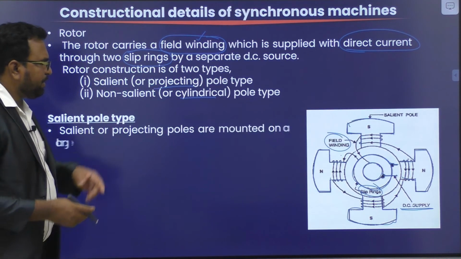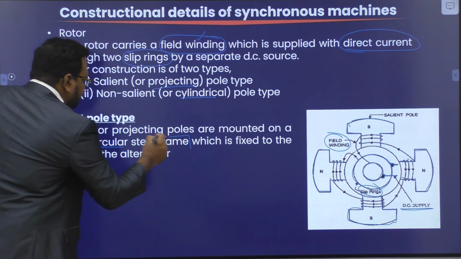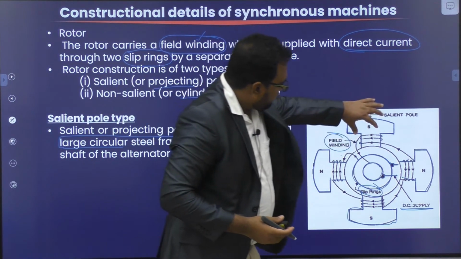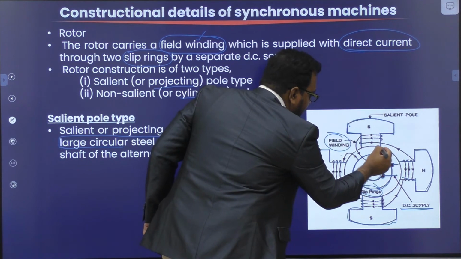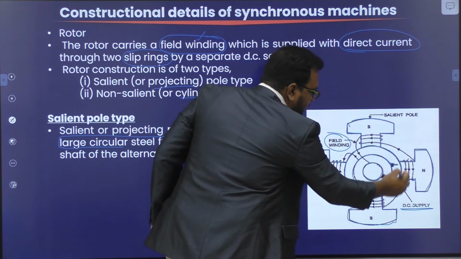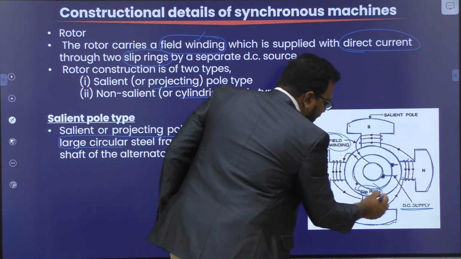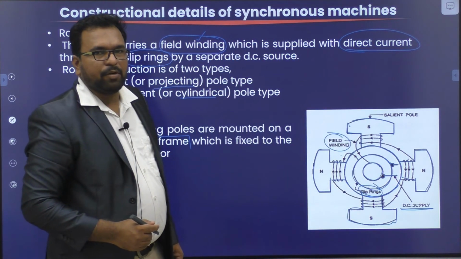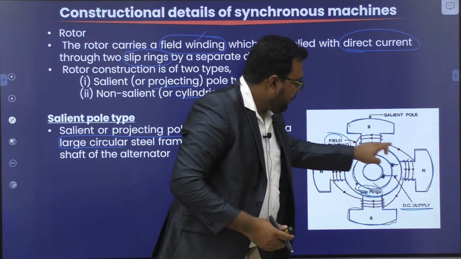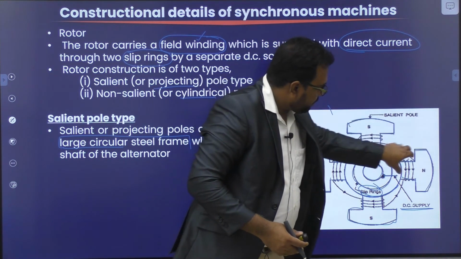See here, salient poles or projecting poles are mounted on the large circular steel frame which is fixed to the shaft of the alternator. So this outer circle is the steel frame. To this steel frame, we are going to mount these poles. These are the projecting poles, and this steel frame is going to be fixed to the shaft of the motor. This steel frame is fixed to the shaft of the motor, and we mount the poles to this steel frame.